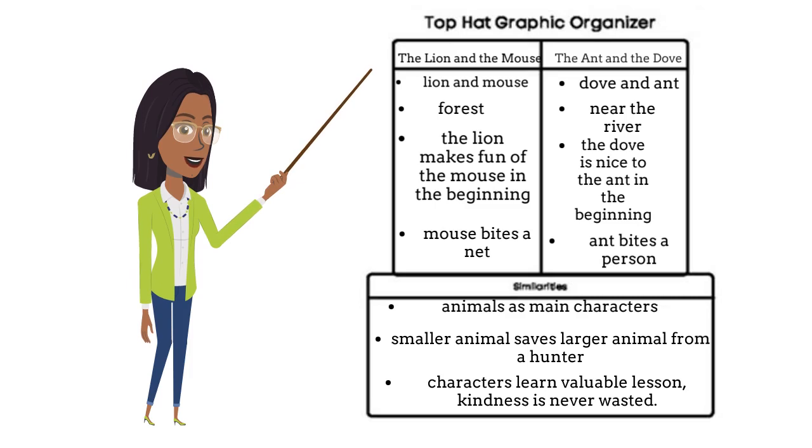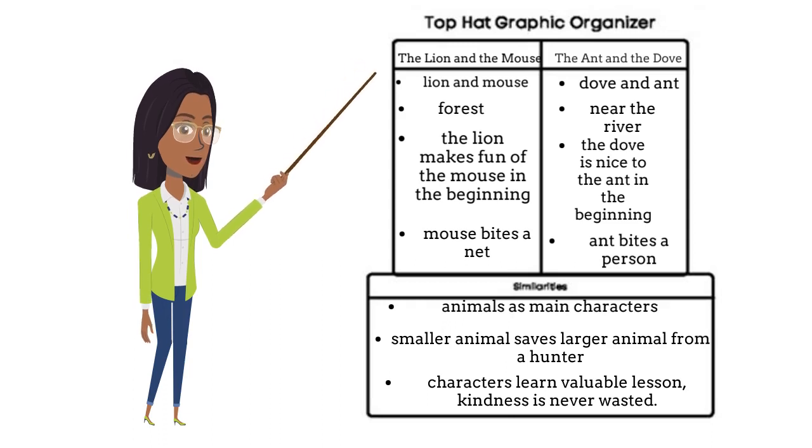Although both stories had animals as main characters, they had different types of animals. Another difference was the setting. The setting in The Lion and the Mouse was in the forest, while the setting in The Ant and the Dove was near a river bank. Next, another difference is, in the beginning of The Lion and the Mouse, the lion made fun of the mouse, but in the beginning of The Ant and the Dove, the dove was nice to the ant. Last, in The Lion and the Mouse, the mouse saved the lion by biting a net. However, in The Ant and the Dove, the ant saved the dove by biting a person.